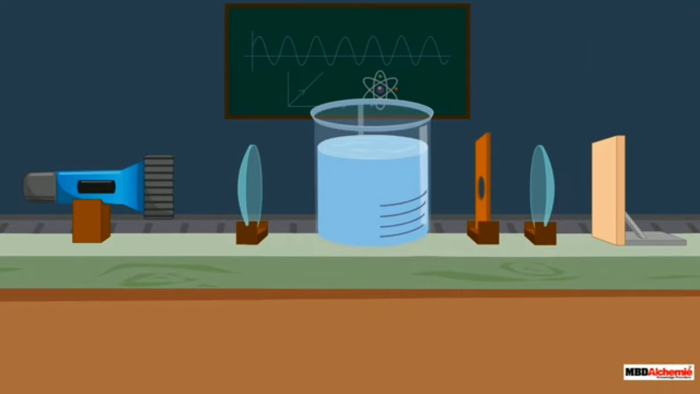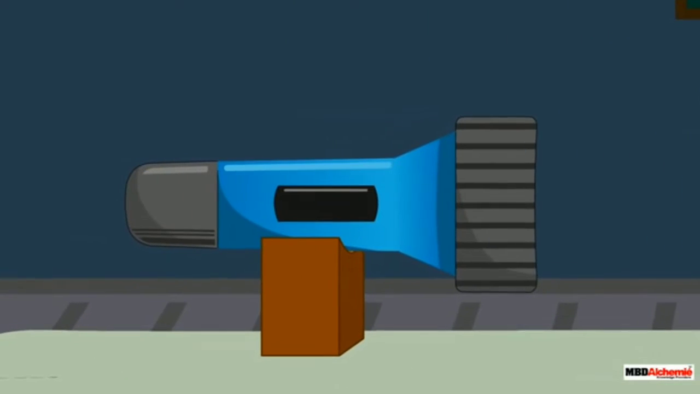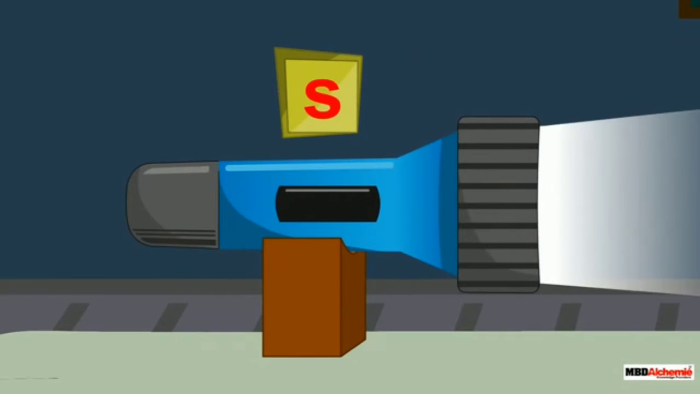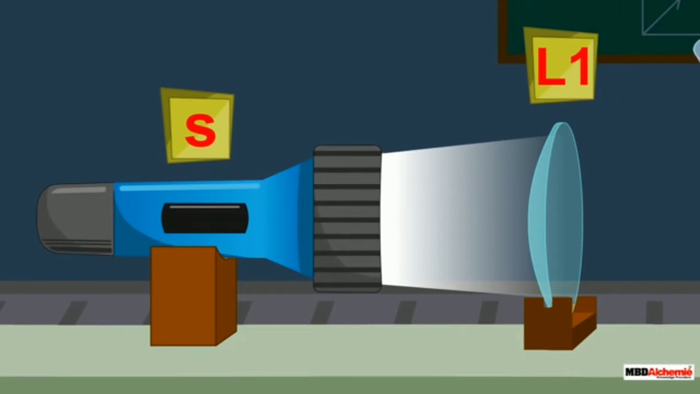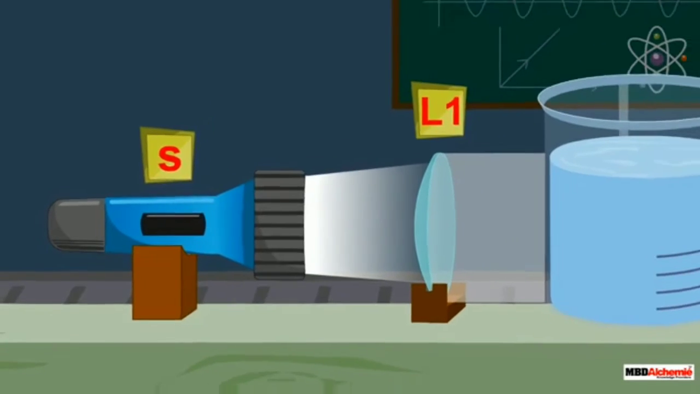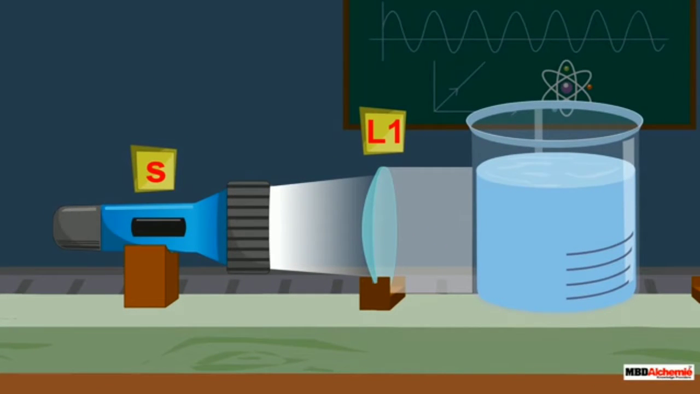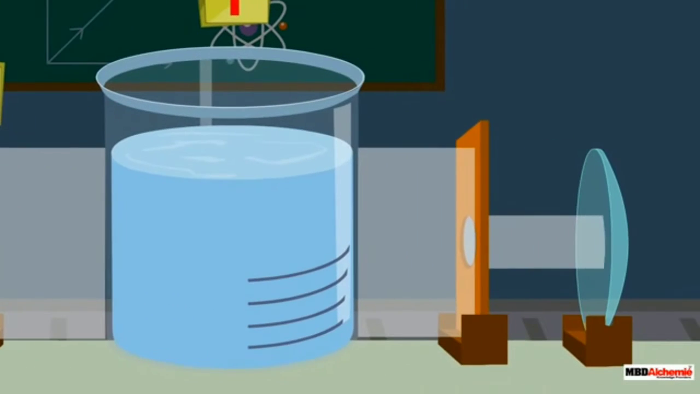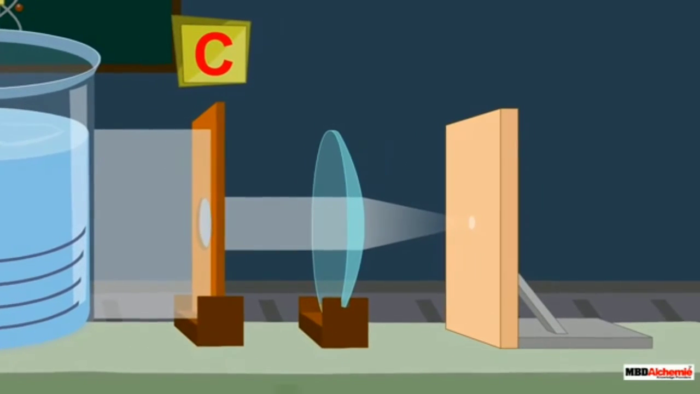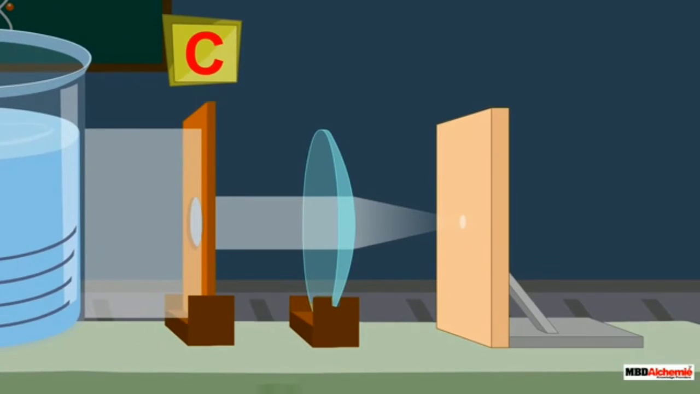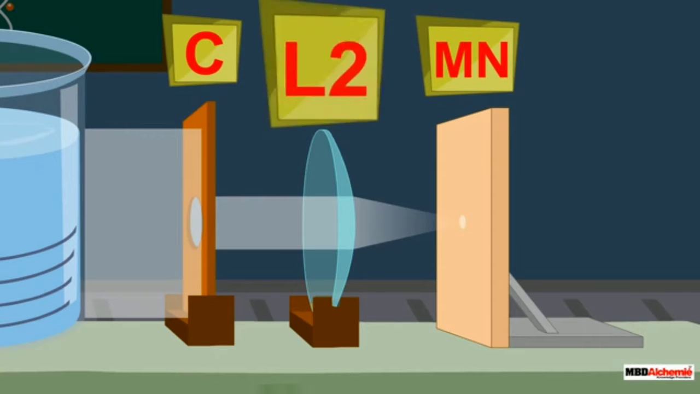Let us do an activity to observe the Tyndall effect. For this, place a strong source S of white light at the focus of a converging lens L1. This lens provides a parallel beam of light. Allow the light beam to pass through a transparent glass tank T containing clear water. Next, allow the beam of light to pass through a circular hole C made in a cardboard and obtain a sharp image of the circular hole on a screen MN using a second converging lens L2.